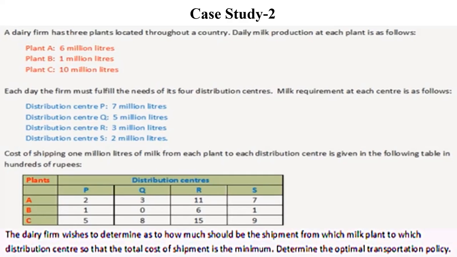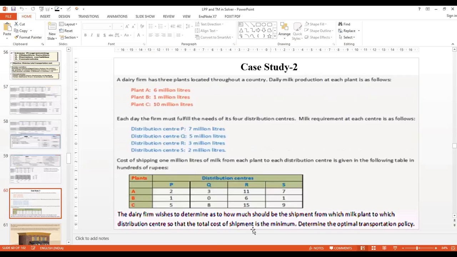Sir, 100. How much is coming? 100. We'll see. Yeah, 100 is coming. Correct. Factory A to which distribution center was sending? Factory A to Q. How much do you need? So 5 units. Very good. Correct.